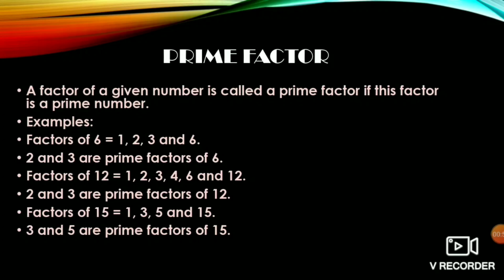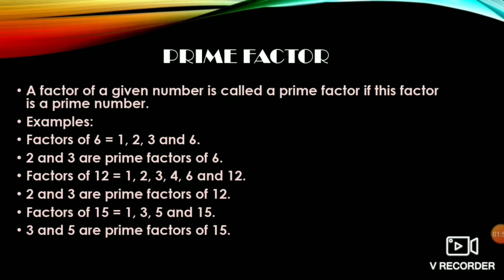Therefore, numbers 1, 2, 3 and 6 are factors of 6, but numbers 4 and 5 are not the factors of number 6. So, now you recall what are factors? Yes. Let us now discuss prime numbers. A prime number is a number which has exactly two factors, namely 1 and the number itself. For example, some prime numbers are 2, 3, 5, 7, 11, 13, etc.